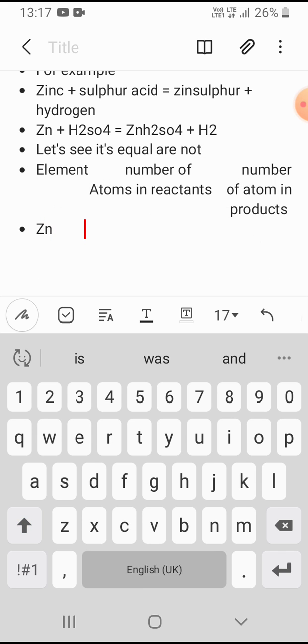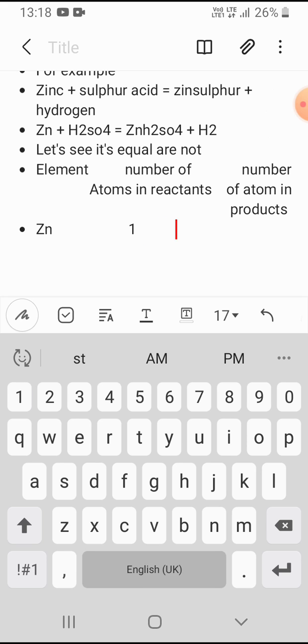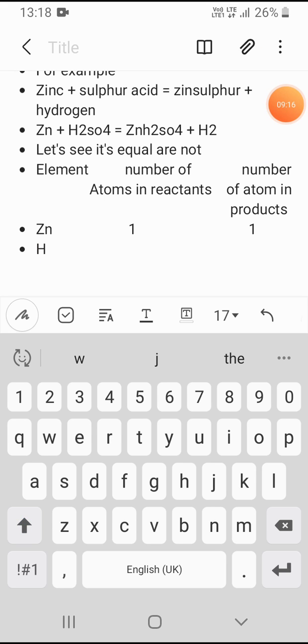First we get the zinc element, and the number of atoms in zinc is only one, as you see here, only zinc. There is no 1 2 like H2SO4, no, it has only one. So zinc has 1 in the reactant, and the number of atoms in the product, that is the right hand side, is also only 1. See here, it has no 1 2.